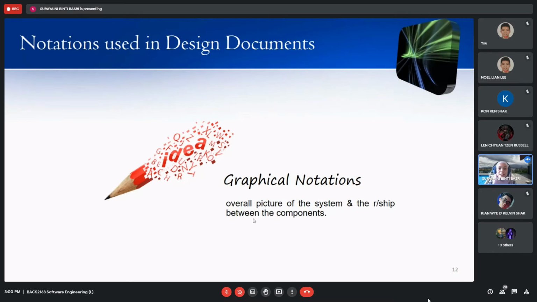For example, if you are building a house, you can show a double story house, with only a house with a first and second floor. That is the graphical notation. To picture a house, you can choose a house icon, and then it will have a divider to show that there are two floors in that house. So the first notation we can use in a design document is graphical notation.